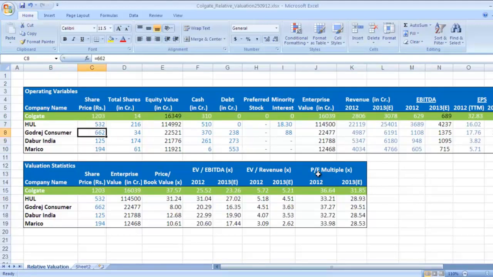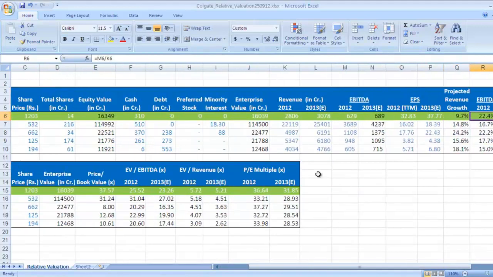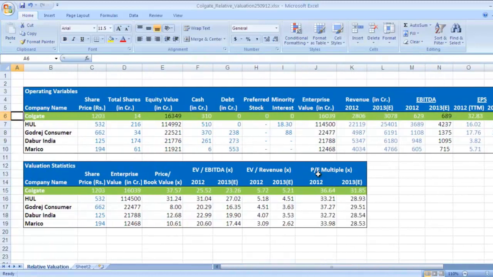Okay, total shares, then equity value, then cash, date, preferred stock, minority interest, enterprise value, revenue for 2012, 2013, EBITDA for 2012 and 13, EPS, and projected revenue growth, EBITDA margin, and book value. I've done it for 1, 2, 3, 4, 5 companies. When I get this data, I'm sure that the peer comparison would be easier for me.